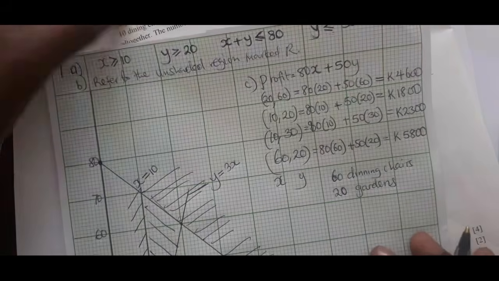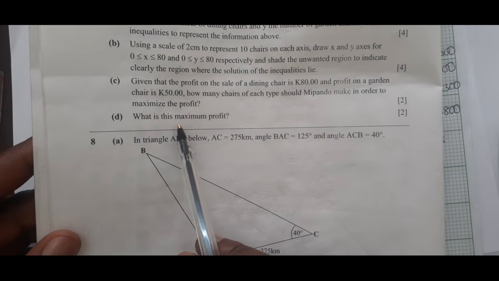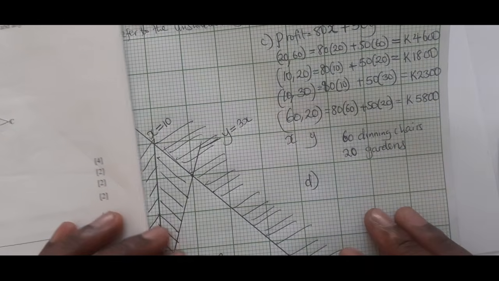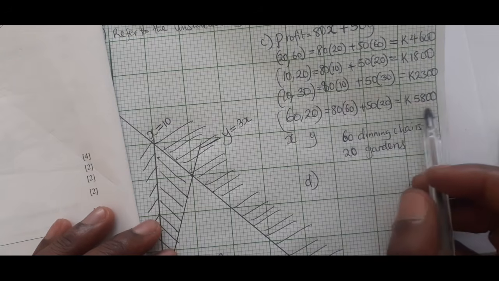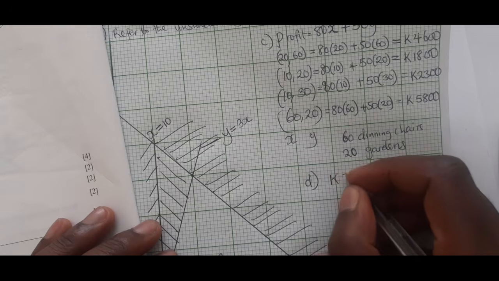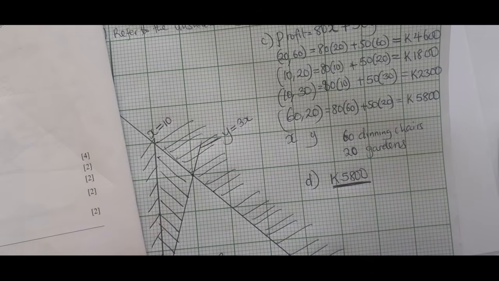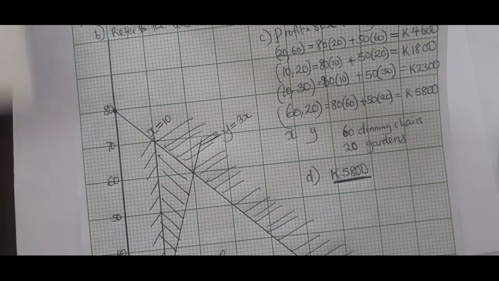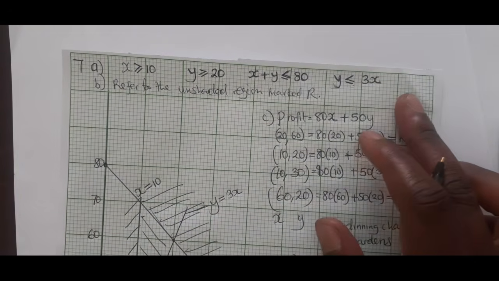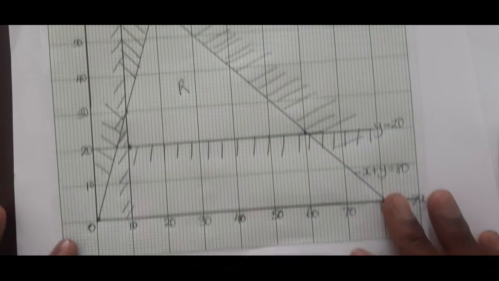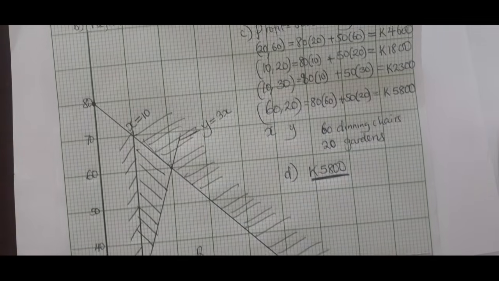Then we have another question, which is the last one, and this is very easy to answer. It says, what is this maximum profit? This question is D. The maximum profit is the same highest amount that we got here, so in this case it will be 5,800 kwacha. That is what this question is all about, and that is what we are expected to do. You get 12 marks for doing this. So this takes us to question 8.